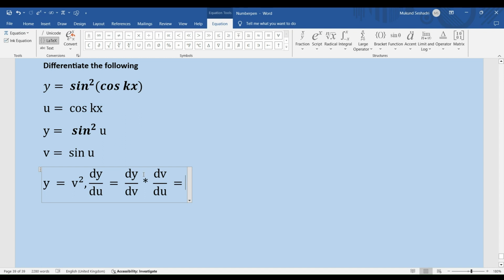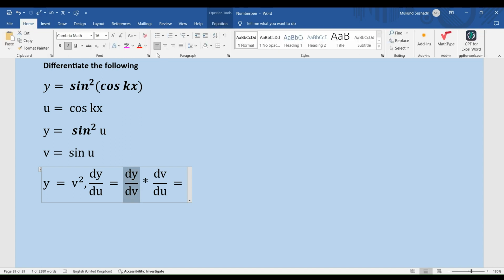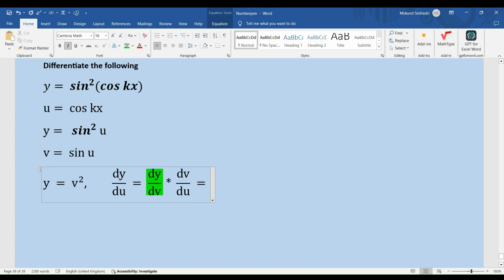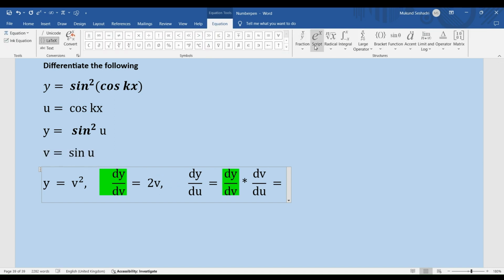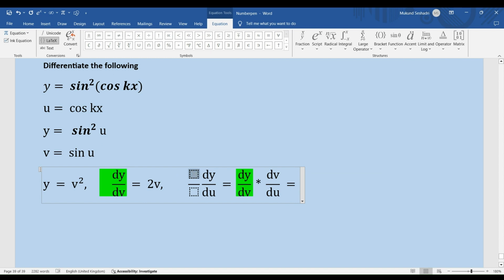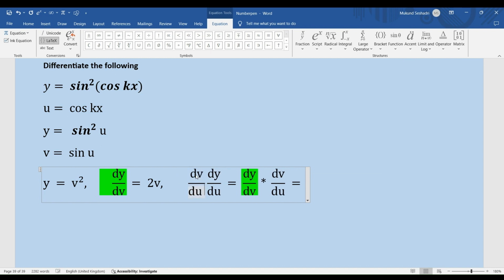My dy by dv we're quite familiar with, and I'm going to highlight it using a different color, say green. My dy by dv is d by dv of y, which is d by dv of v square, which is nothing but 2v. And then I have my dv by du. We know what is our v in terms of u. So my dv by du is nothing but d by du of sine u, which is cos u.